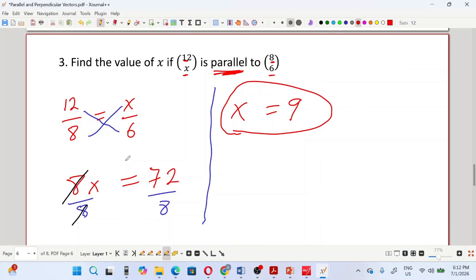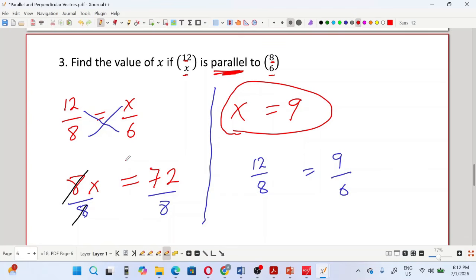But how do you know whether your answer is right? If you want to ascertain, if you want to find out if your answer is right, now, because it's parallel, it's 12 divided by 8, and it's equal to 9 divided by 6. How do you find out? Meaning I have to find out, do we have any number that can divide these two?